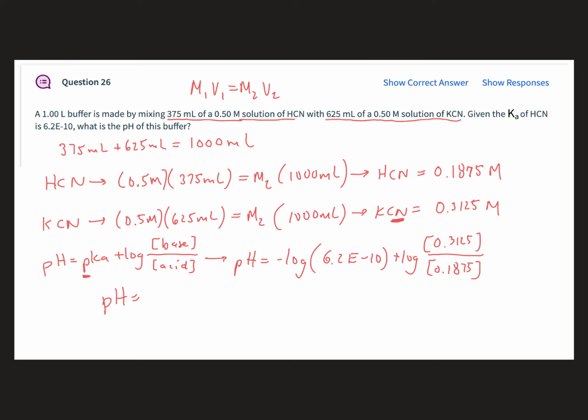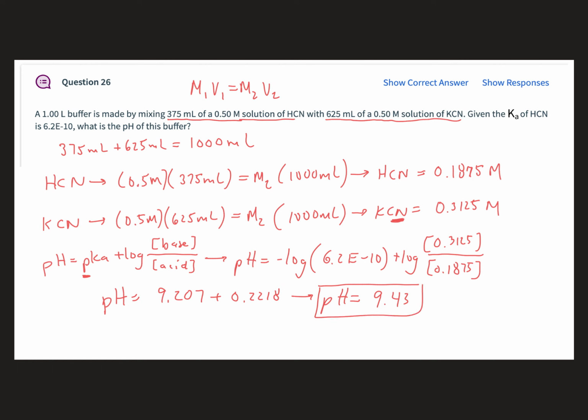So pH equals 9.207 plus the log of 0.3125 divided by 0.1875, which is 0.2218. I get a final pH of this solution of approximately 9.43.